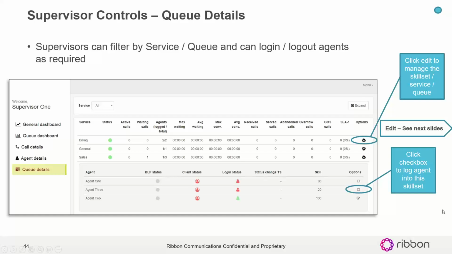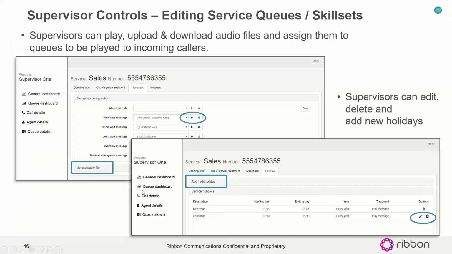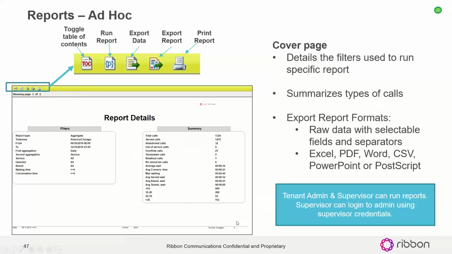And there are other options here in the queue details. You can also log them in and out as a manager, supervisor here for your agents. But here you can set certain things as supervisor, which are super neat. You can manually close the queue. You can also change what the out of service treatment means, where your calls are going to. You can also upload audio files like music on hold files and edit holidays, just like we do in admin, but you've given that to the supervisor to do.